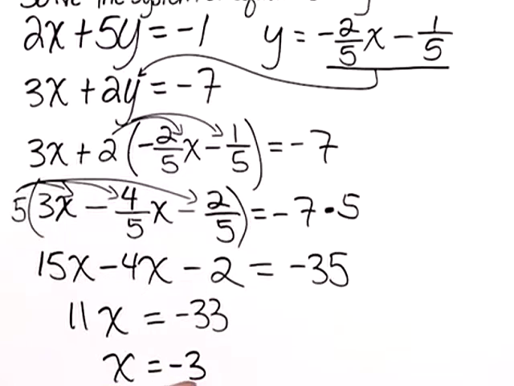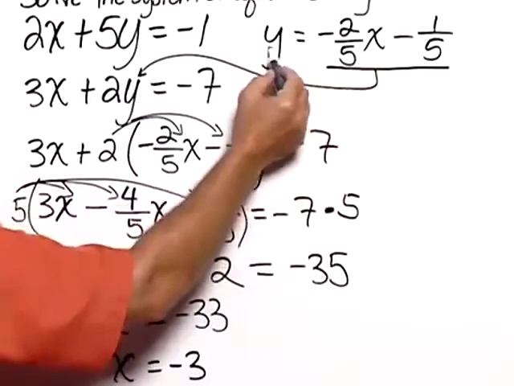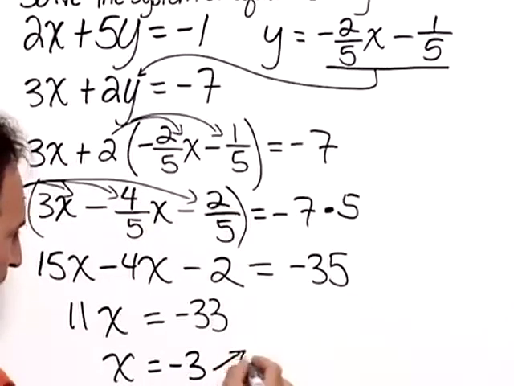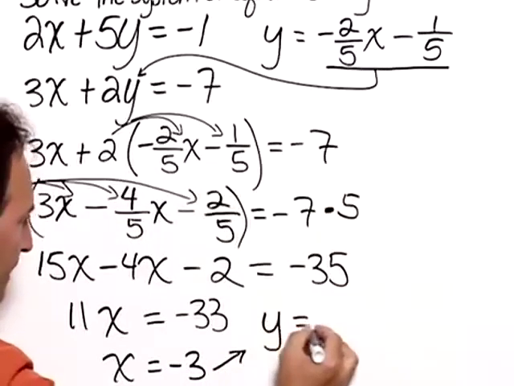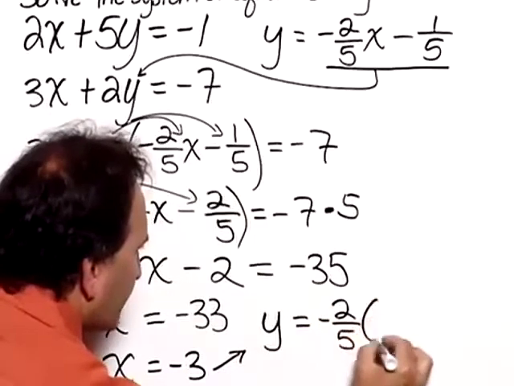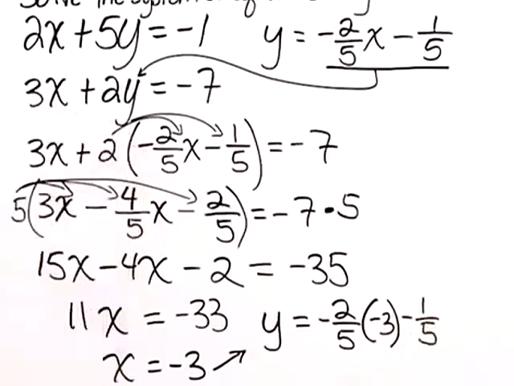We now take this value of x and we substitute it into the equation where we solved for y in terms of x, and then we can solve for y. So let me do that over here. Y equals -2/5 times -3 minus 1/5.